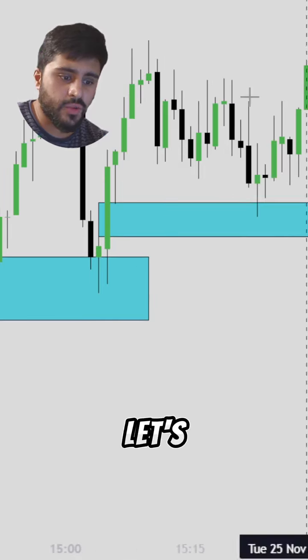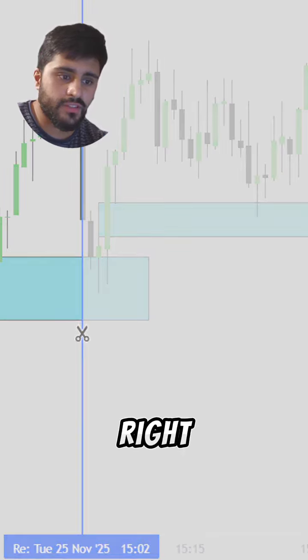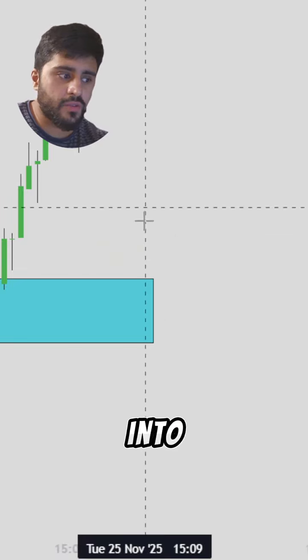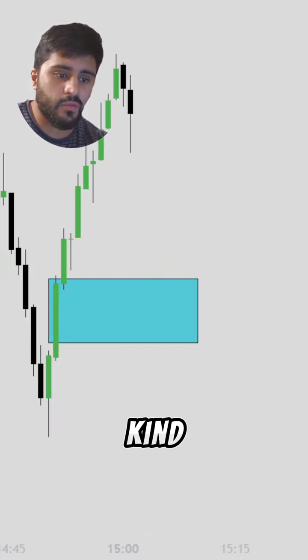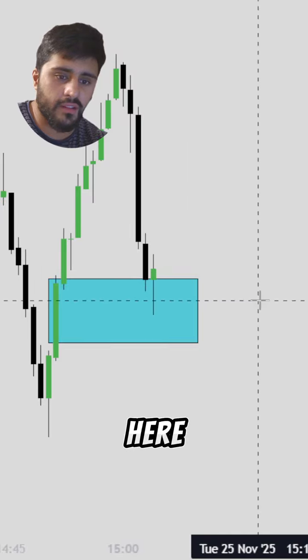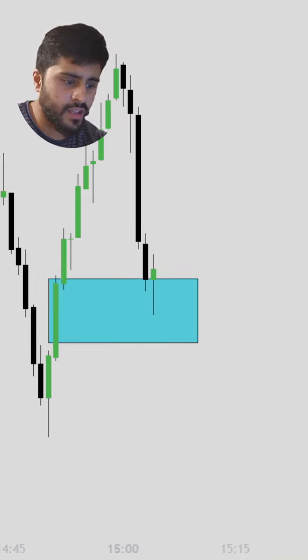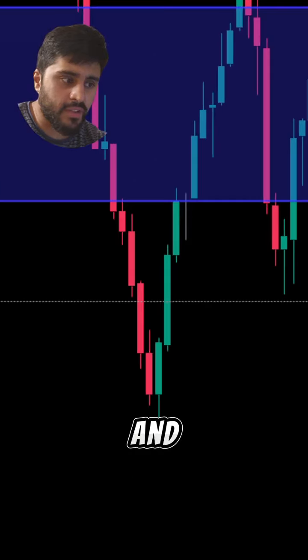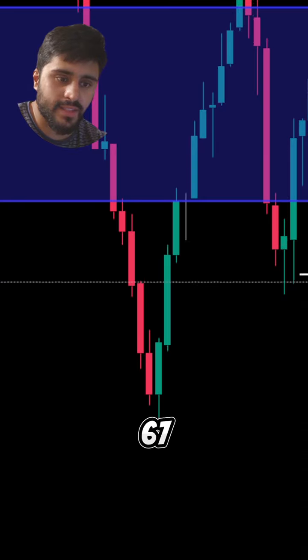So let's quickly go back and see what was going on. When you come into a fair value gap of any kind, when you see a rejection to the upside, you want to focus on what was going on over here. So this was 67.90. If we go to the ATAS platform and kind of take this up, this was now again 67.90. 66.90, sorry.